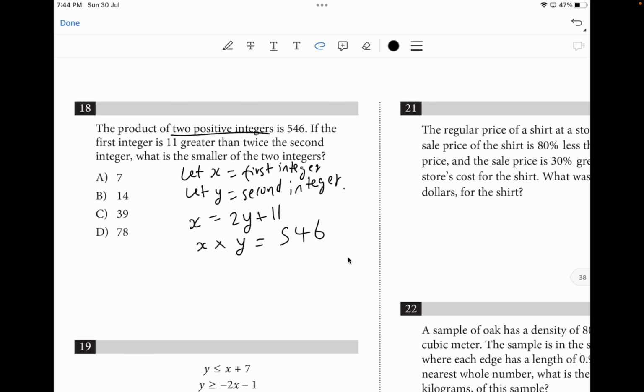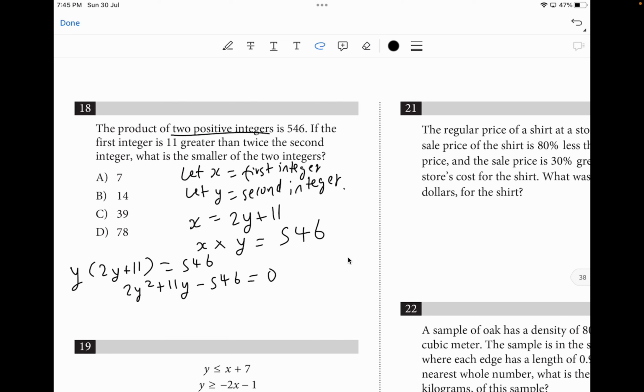All we need to do is substitute the value of x into this equation and find the value of y in this case. So you have (2y plus 11), brackets, all times y is equivalent to 546. So it's going to be 2y squared plus 11y minus 546 equals 0. Now this is a quadratic equation in this case.